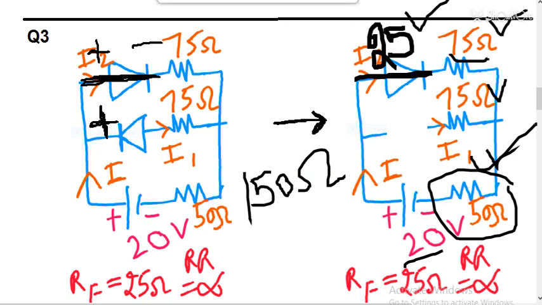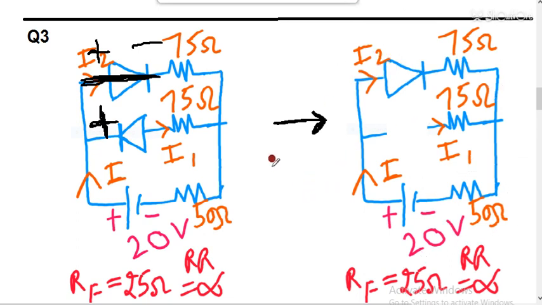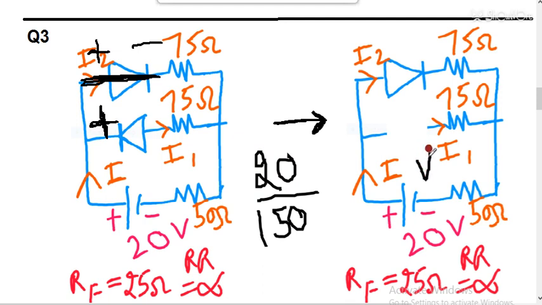So total current will be equal to 20 by 150. This is the amount of total current. If we ask you the voltage drop across the 50 ohm resistance, what will be the answer? 20 by 150, that is I, the value of current. So 20 by 150 into 50, so 20 by 3 will be the answer for voltage drop.